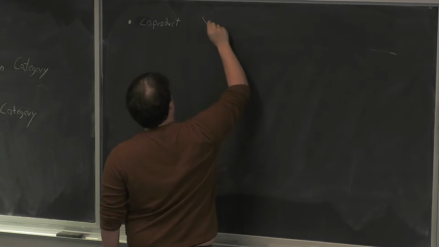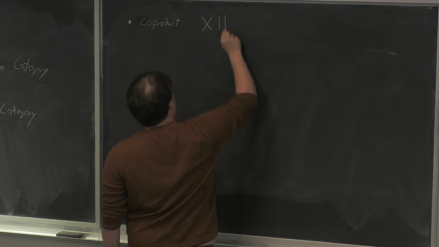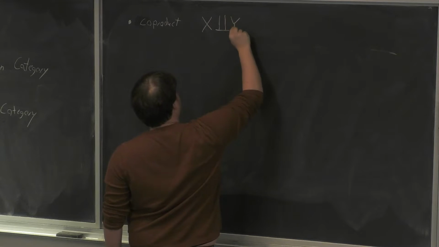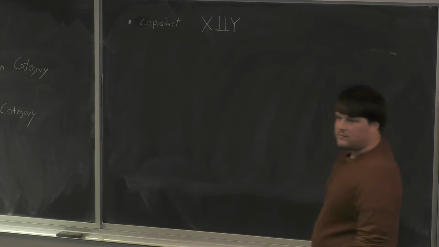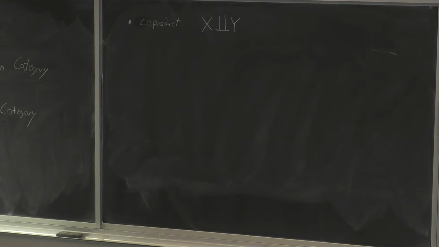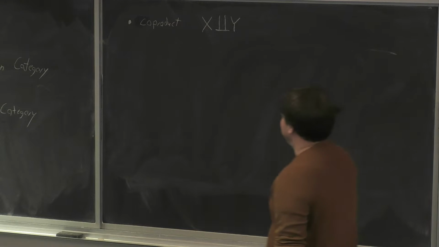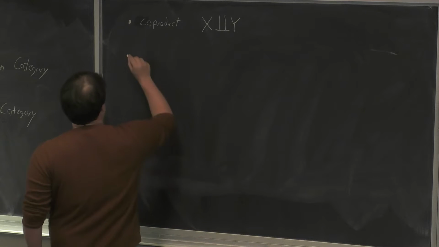Right, so if X and Y are G sets, we also act on their disjoint union. Right, nice, well-behaved.